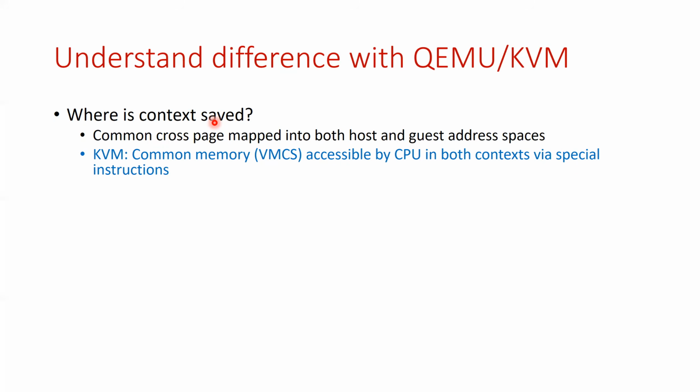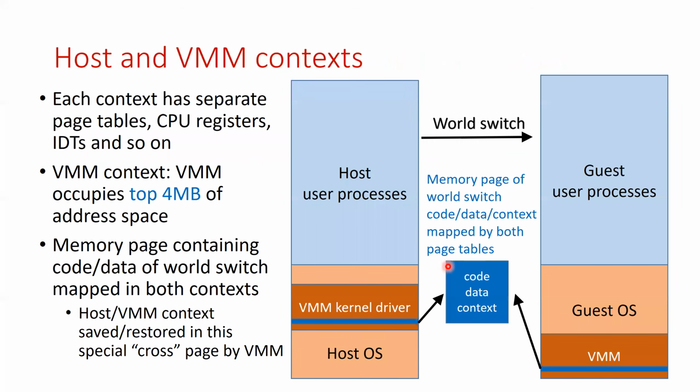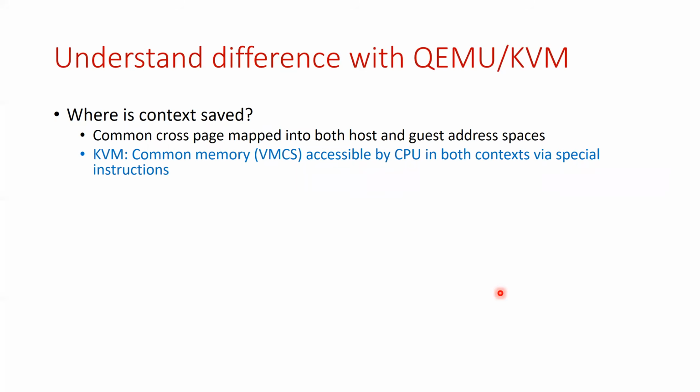We've just seen that in this full virtualization based design, you need a certain special memory page that is mapped into both address spaces like this, right? In both page tables point to the same memory page, so that in both host and guest context, you can access this cross page and you can save and restore context there.